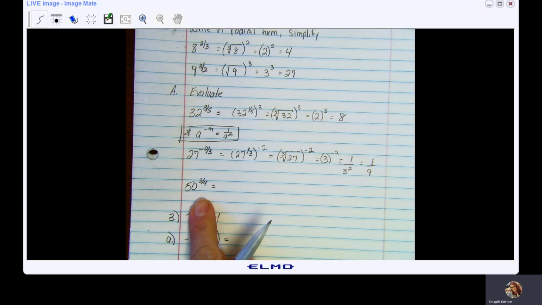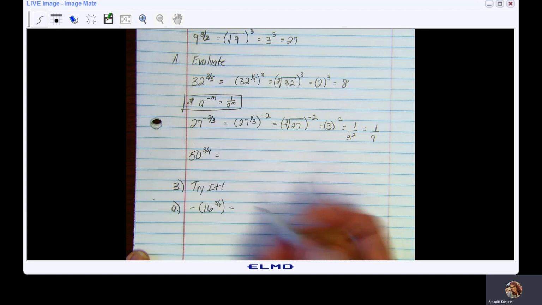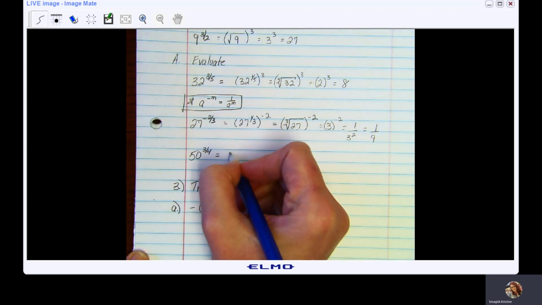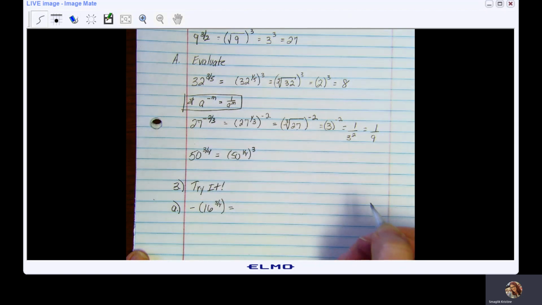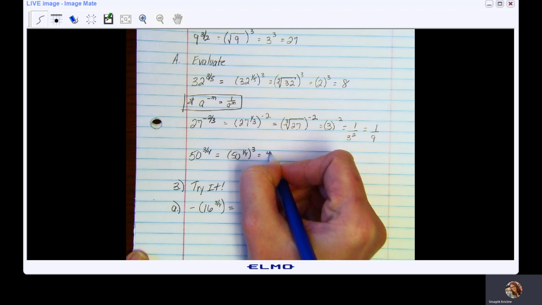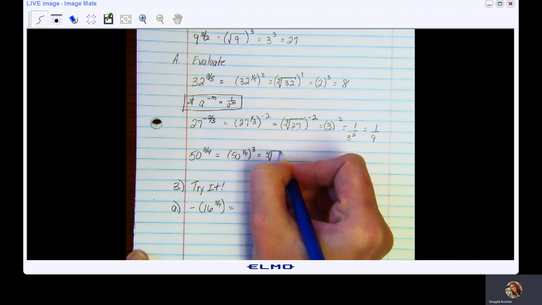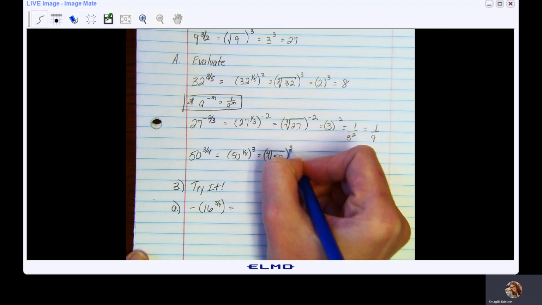Now let's do one more. 50 raised to the 3/4 power. Again, let's break that down. Is the same as 50 raised to the 1/4 power cubed, which now we are looking for the 4th root of 50 cubed.